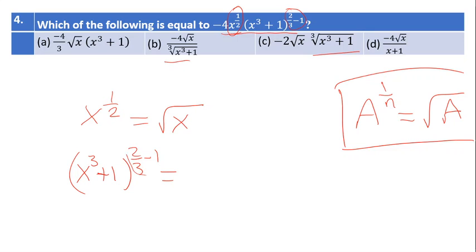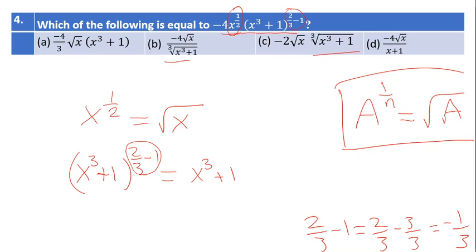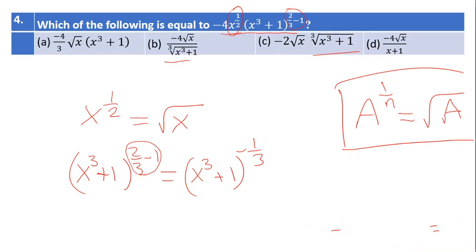First you find the power here. What's the power? 2 over 3 minus 1. So it will be 2 over 3 minus 3 over 3, which is minus 1 over 3. So it is equal to x cubed plus 1 to the negative 1/3 power. Then this will be equal to 1 over x cubed plus 1 to the 1/3 power.